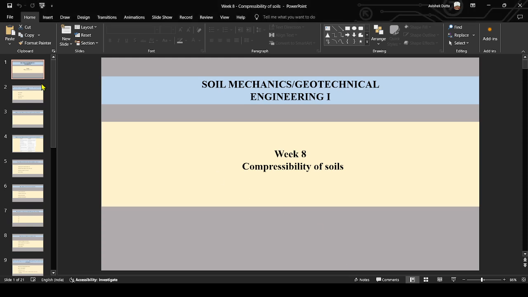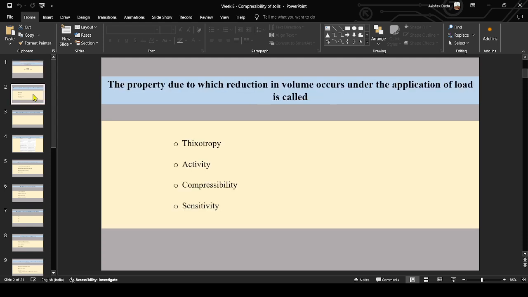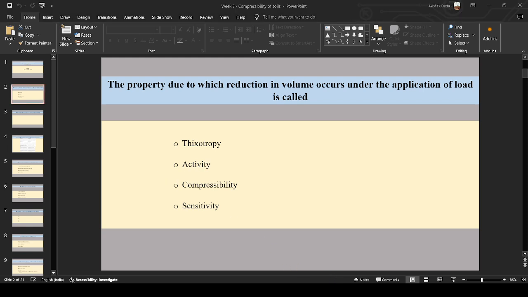I'll discuss anyway. Okay, so the first question was: the property due to which reduction in volume occurs under the application of load is called. What is the answer? Any answer? Property due to which reduction in volume occurs under the application of load is called.